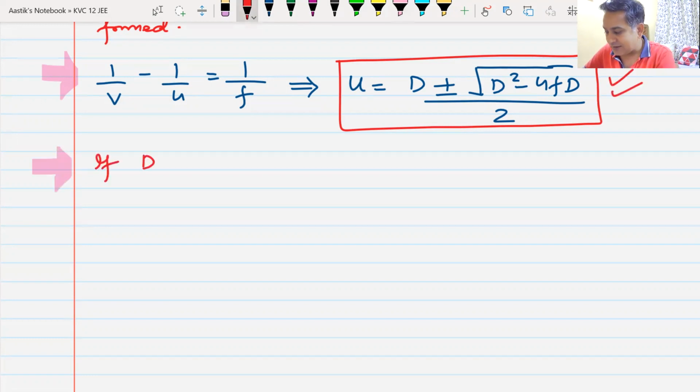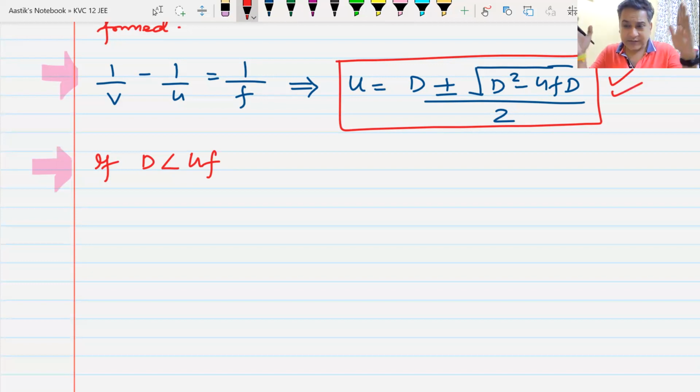If D is less than 4F, your discriminant is negative. There is no position of the lens for which you will get a real image. Now, this thing can be asked in a variety of ways. What is the minimum distance between the object and the image, object and the screen, to get a real image? So the minimum distance is 4F. Do we understand this? Yes, Archita, well done.